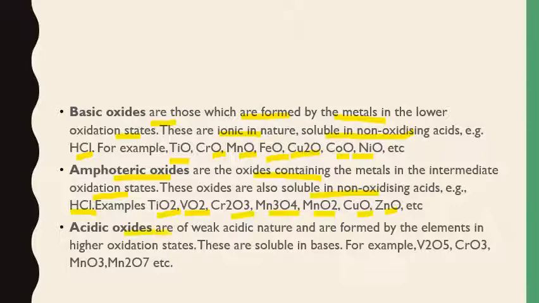The acidic oxides are weakly acidic in nature and are formed by the elements at the higher oxidation state. And these are soluble in bases. So we have V2O5, okay. Vanadium forms the amphoteric oxide at the intermediate oxidation state. V2O5 is the higher oxidation state. We have chromium oxide also, manganese oxide also, these two are the acidic oxides.